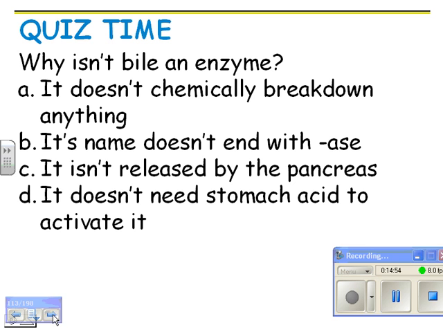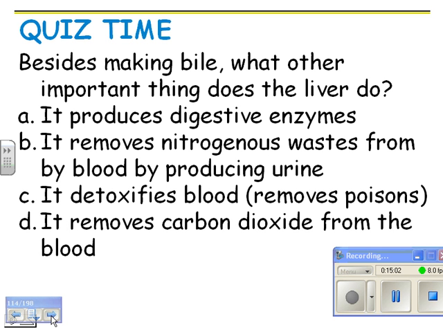And why isn't bile an enzyme? Because it doesn't chemically break down anything. It actually just physically breaks stuff down. Besides making bile, what other important thing does the liver do? It detoxifies your blood, which we haven't talked about too much yet, but that's important.